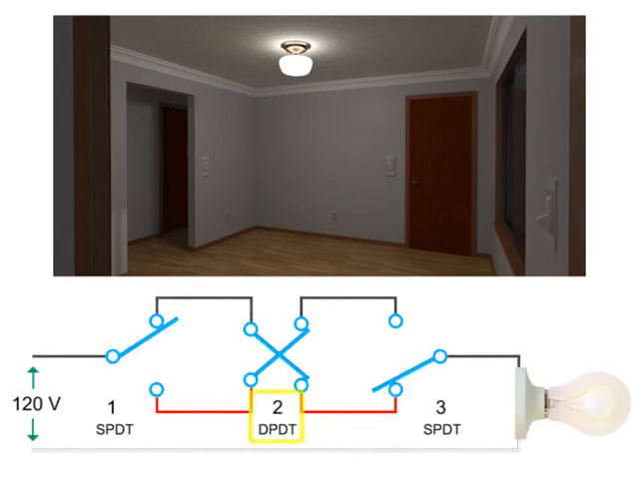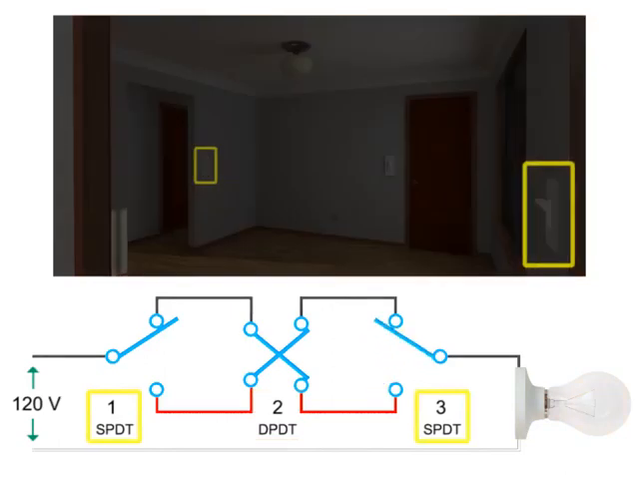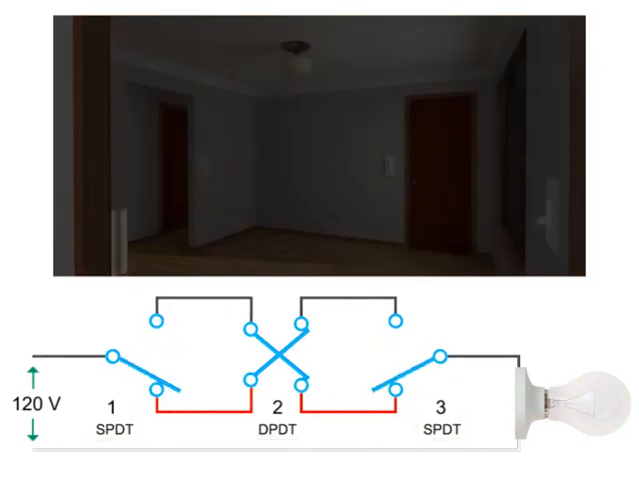Finally, keeping switch 2 in the crossover position while placing both switch 1 and 3 simultaneously in either the up or down positions will break the circuit.